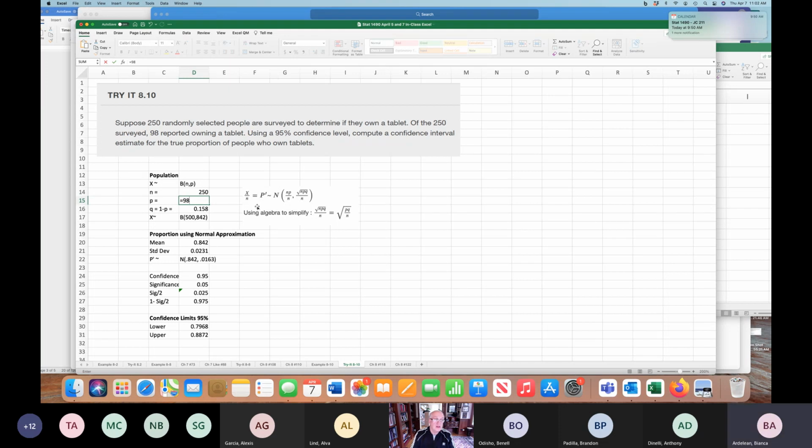98 divided by 250. That sounds like a good idea. That's a great point estimate for the proportion. And automatically it calculates the q as 0.608. So my binomial distribution is 250, comma, what? 0.392.